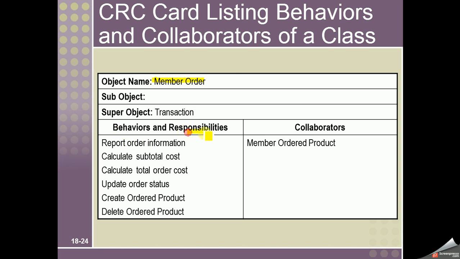Like here you can see this CRC card for member order. So these are the behaviors and responsibilities for this class, and it needs to collaborate with this class, member order product.